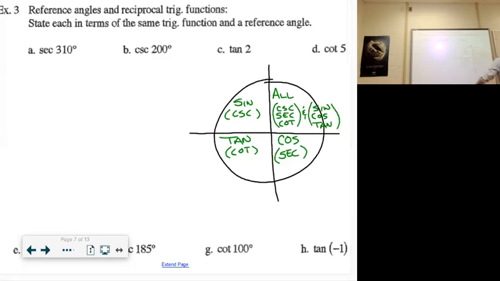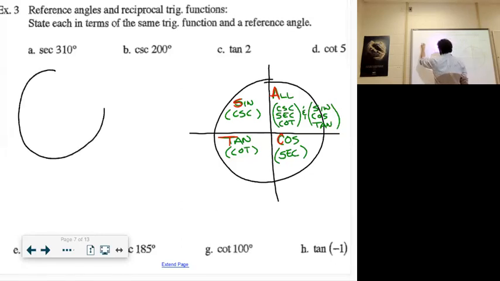Again, don't forget, all of the functions, sine, cosine, tangent, secant, cosecant, cotangent, produce positive values for angles that terminate in the first quadrant. The mnemonic that many students use is "All Students Take Calc." It's a quick way to remember it based on the main trig functions, and they also know the reciprocal functions for each of the main ones.